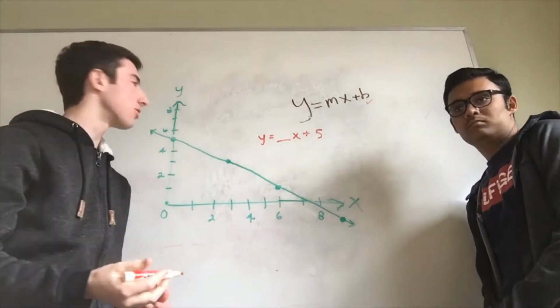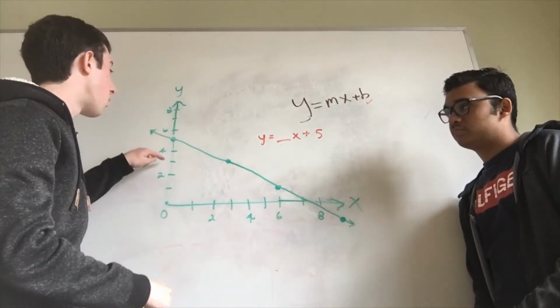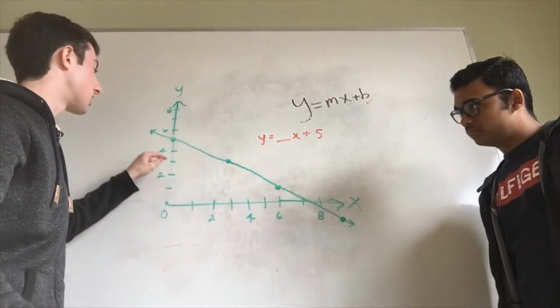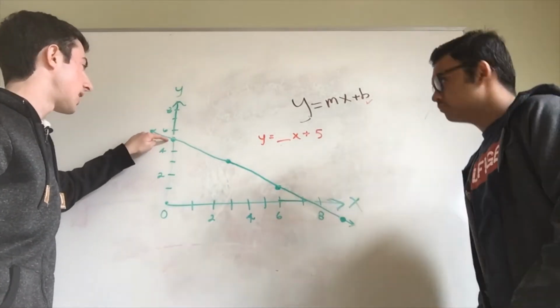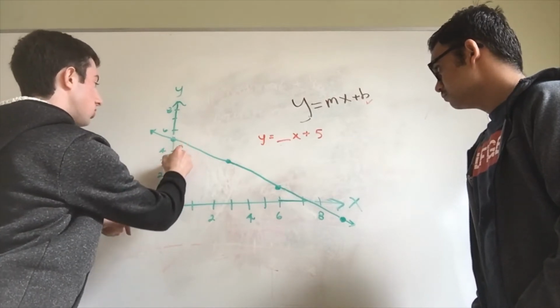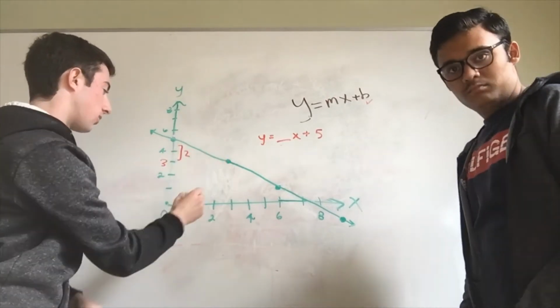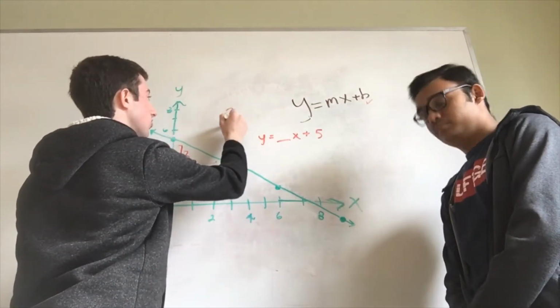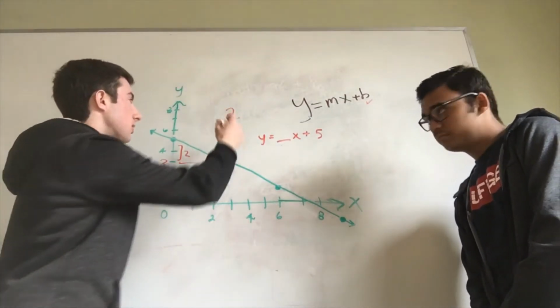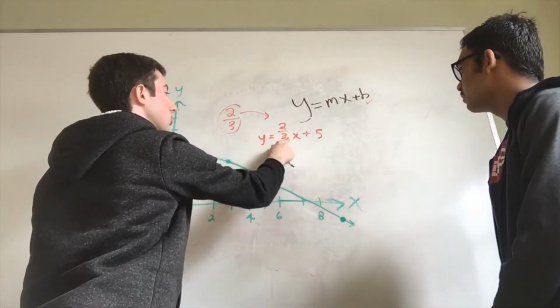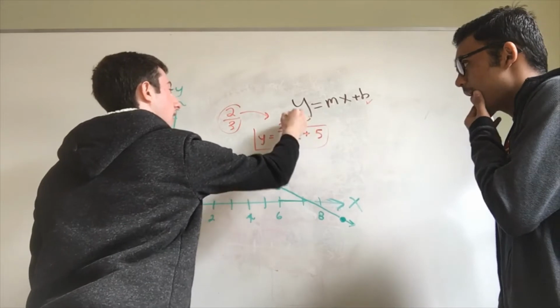Then we just have to tackle the slope, which is the change in y over the change in x. Thankfully, there are a few points plotted, which makes this process relatively easy. We can just say we're going from 5 down to 3 here. That's a change of 2. And how many across are we going? 1, 2, 3. In this case, that means our change in y over change in x is 2 over 3, which we can plug right into our slope, leaving us with y equals 2 over 3x plus 5.